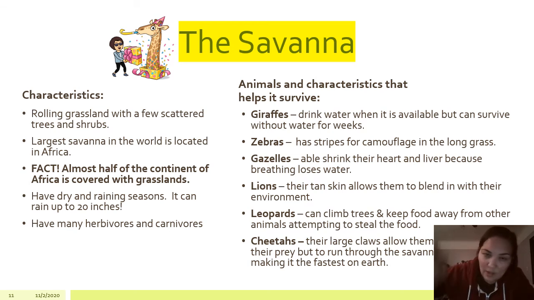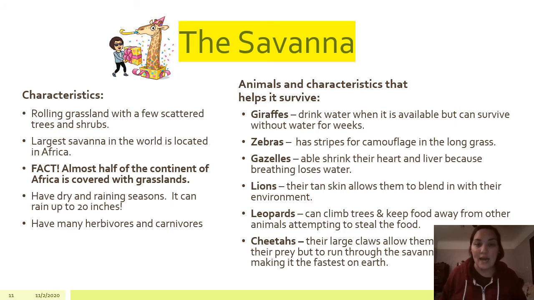Along the long grass. Gazelles, they're able to shrink their heart and liver because the breathing loses water, so if they're able to shrink it, they don't need as much, right? Lions, their tan skins allow them to blend in with their environment like we talked about. Leopards can climb trees and take their food up there so that nobody else steals it. And also cheetahs have large claws that allow them to hunt their prey, but also to run fast through the savannas, making them the fastest on Earth.